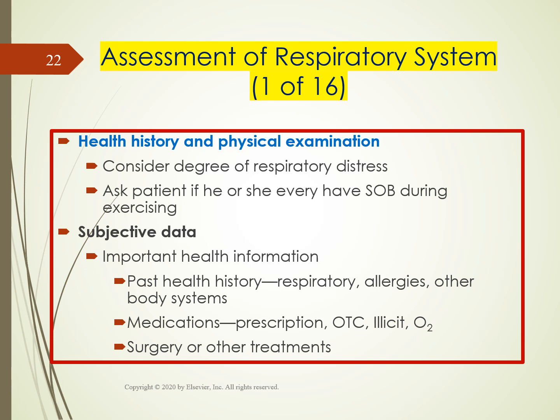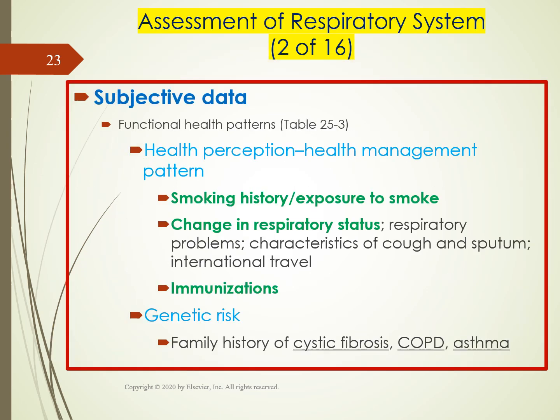When you're performing an assessment, of course, you take your health history and your physical exam. Ask the patient if they're ever short of breath during exercising. You want to get all the subjective data, basically the past health history, respiratory allergies, any medications they're taking, even over the counter, any surgery. Subjective data would also be smoking history. Any respiratory problems? Do they cough? When they cough, is it productive? What does it look like? Have they traveled internationally? What about their immunization status? Ask about their genetic risk. Any family history of cystic fibrosis.